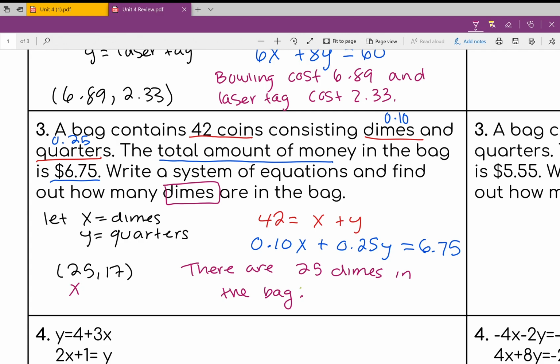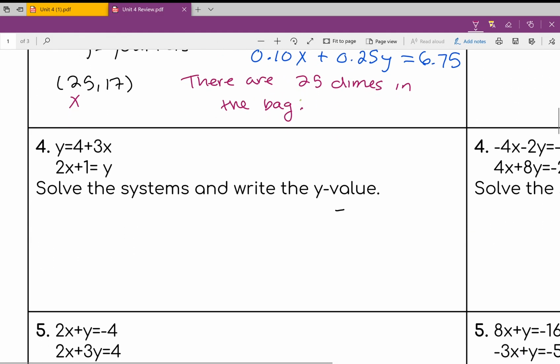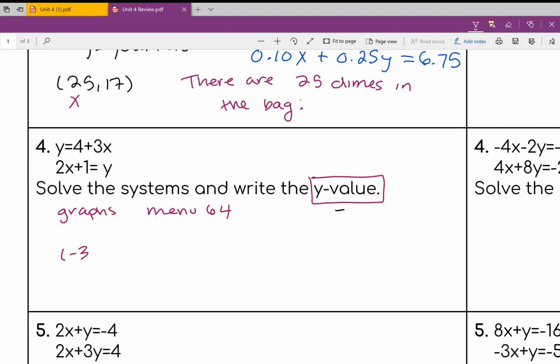Okay, that's it for number 3. Let's look at number 4. Number 4 gives us two systems of equations, and it wants us to find the y value. Remember, in order to solve a system of equations, we solve it on our graph. So you're going to use your calculator and go to graphs. And then once you type in both of these equations, you'll use menu 64. Once you do that, you'll get the answer -3, -5. But it only wants the y value. Only the y value, so our answer is y equals -5.